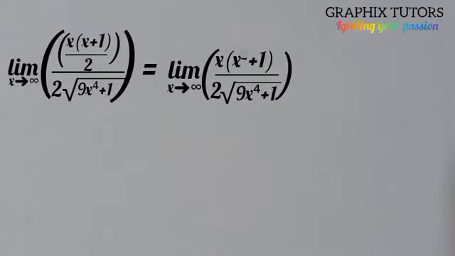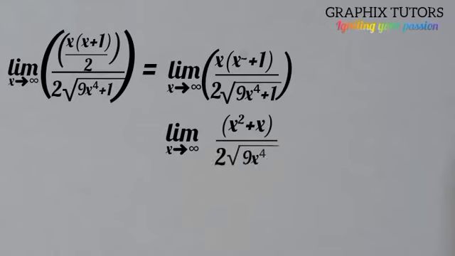Now, if I expand the numerator, I'll be having the limit of x tends to infinity, x times x is x squared, x times 1 is x, all divided by 2 times the square root of 9x to the power of 4 plus 1, right? Now, since we have the sign infinity, our x is tending toward infinity. One of the conditions whenever you're having infinity is that you divide the numerator and the denominator by the highest power of x. And what is the highest power of x? That is x squared, right?